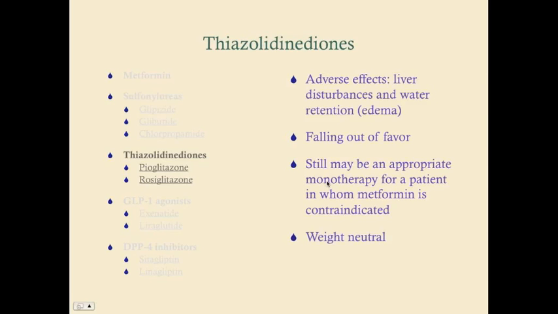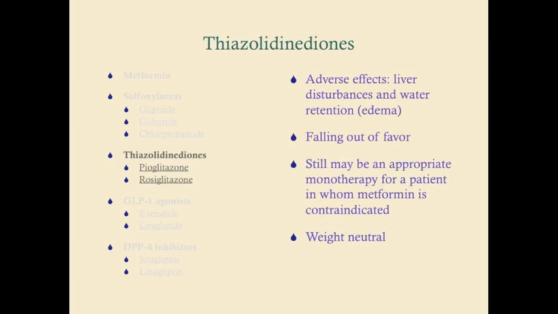The thiazolidinediones, which include pioglitazone and rosiglitazone, are also sort of falling out of favor, and that's because these can cause liver disturbances. Patients who are on TZDs have to come in and get their liver panels checked approximately every 3 months. And they cause water retention, which can manifest as edema.